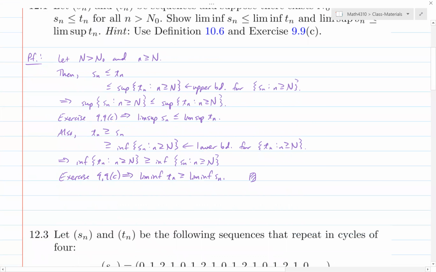And then I established this the other way in a very similar fashion for the infimum. I know Tn is greater than or equal to Sn for all these little n's greater than or equal to capital N. So again, that means it has to be greater than or equal to the infimum over that set. That establishes a lower bound for this set, and the infimum of this set is the greatest lower bound, so it has to be greater than or equal to this infimum. And again, I use exercise 9.9c.